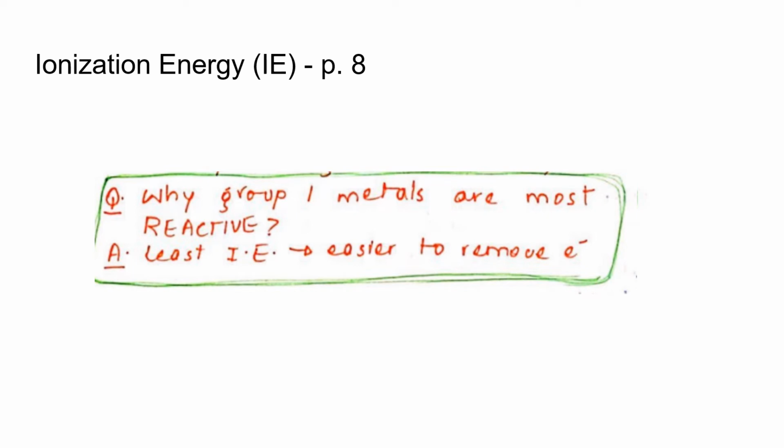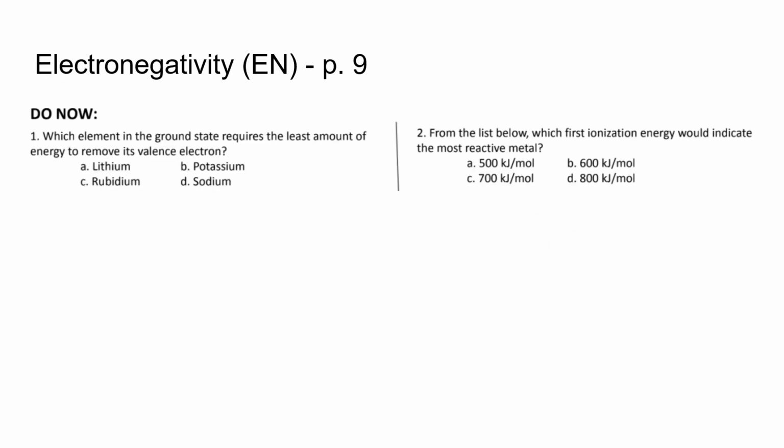Your answer should be that because the group 1 metals have the least ionization energy, which means we need the least amount of energy to remove an electron from their outermost orbit, so it's easier for them to lose electrons, make those ions, and then go ahead and react, which is why they are the most reactive.